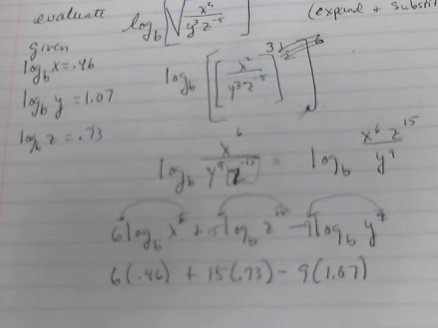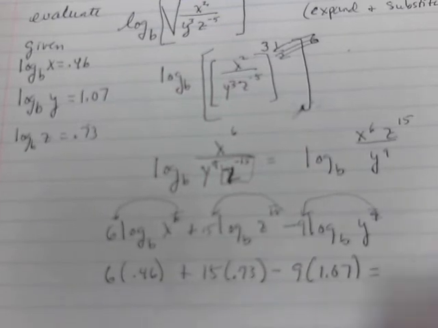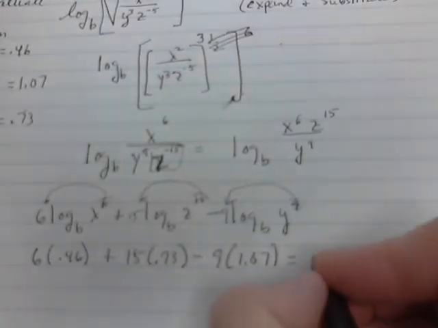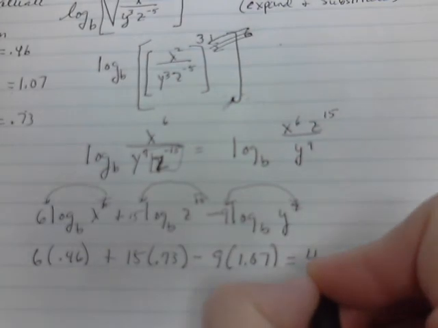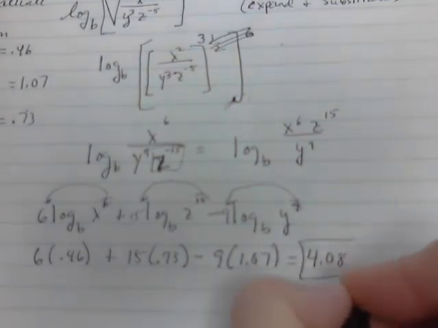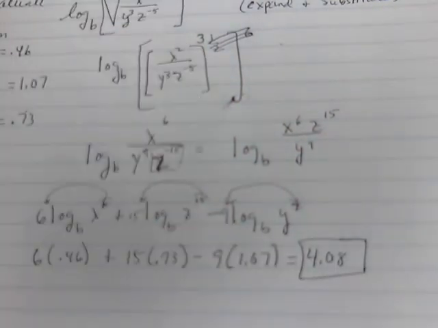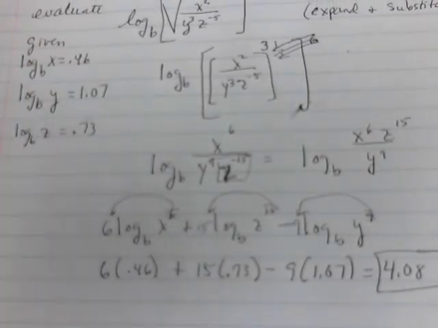And if we put that into our calculator, I think I did this right. You can try it. It would be wonderful if you would. This turns out to be 4.08. So that is the evaluation of that original expression given those log values and using some expanding.